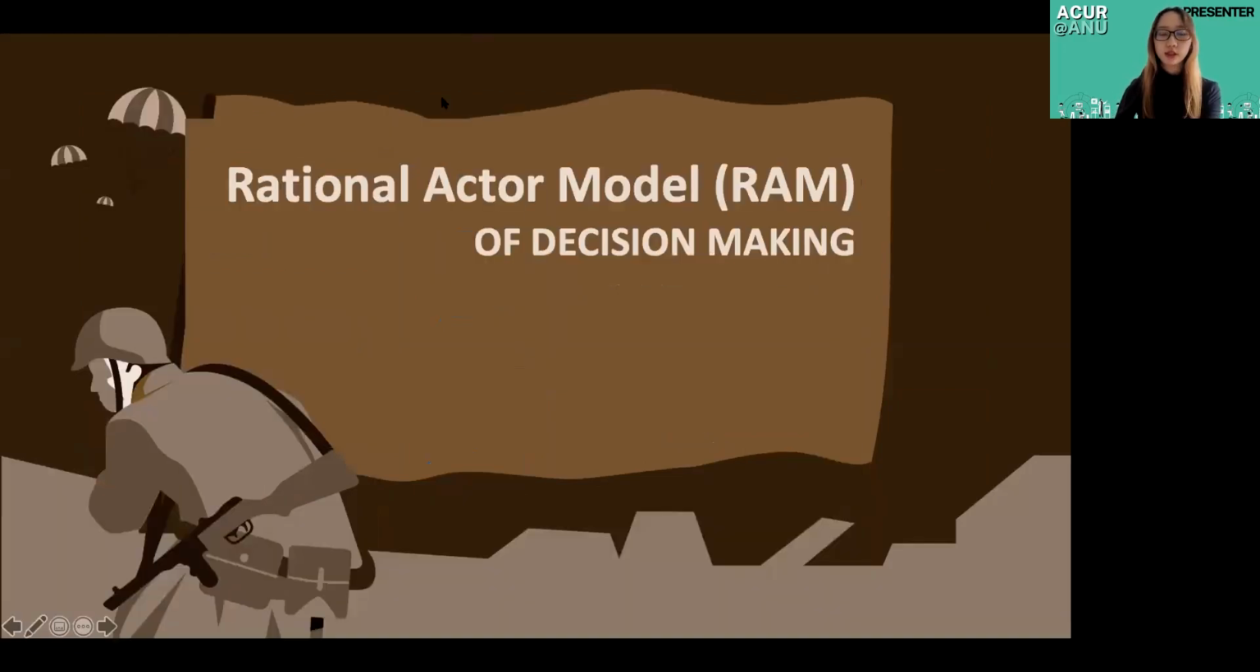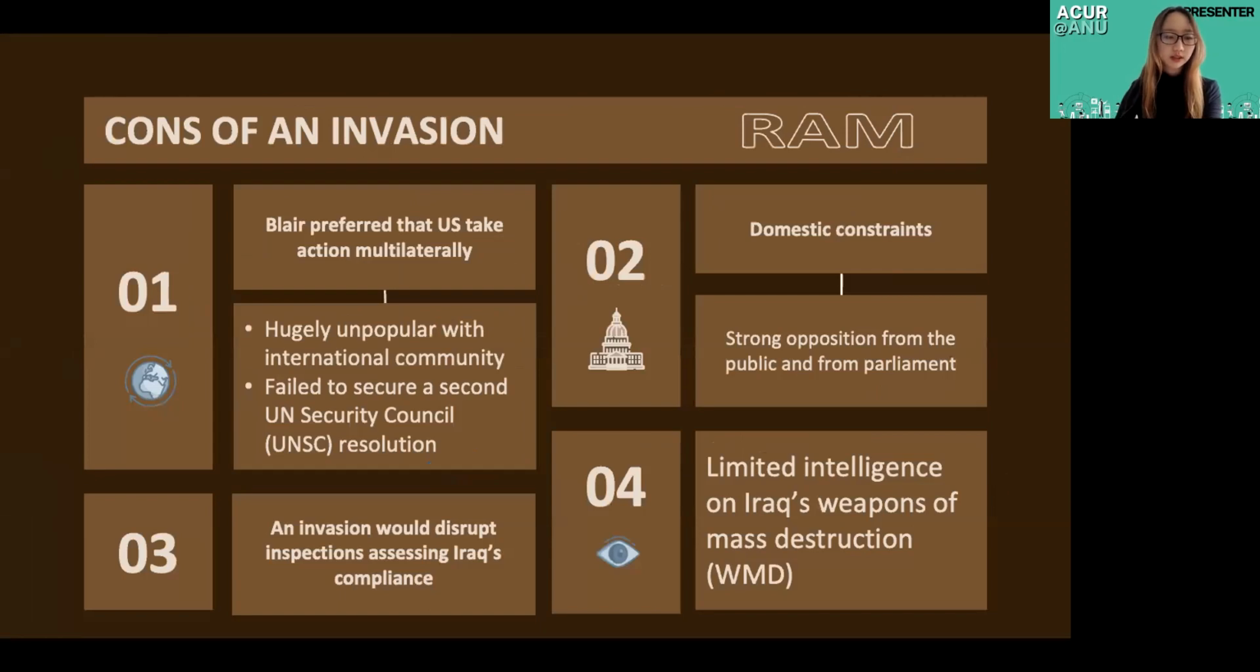Using rational actor model of decision making, I will first present the rational calculation of UK's decision to join the 2003 invasion of Iraq. Blair initially delayed military action, hoping that the US would take action within a multilateral framework with international support. However, the invasion was not only a hugely unpopular decision in the international community, it also lacked a strong legal basis to justify force, because Blair failed to secure a second United Nations Security Council resolution permitting the use of force. Secondly, Blair faced strong domestic constraints from both parliamentary and public opposition.